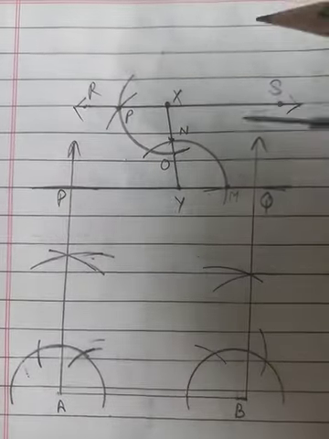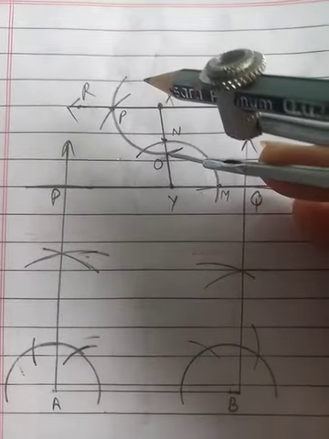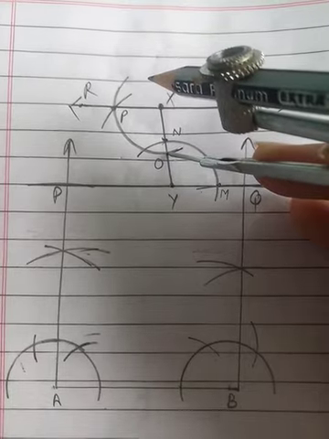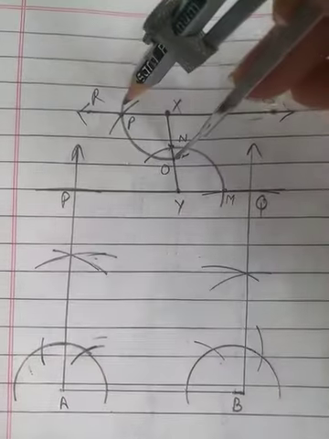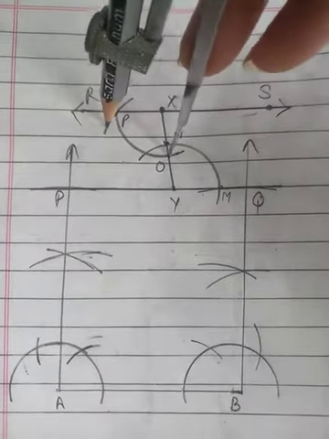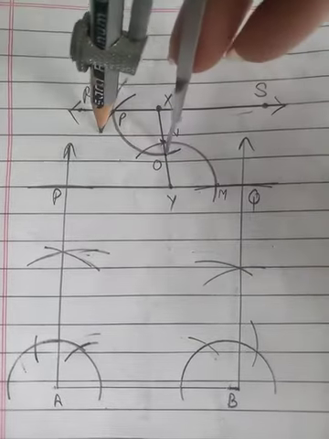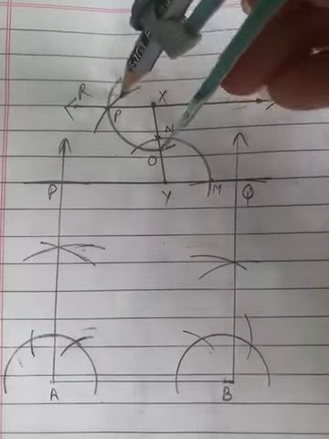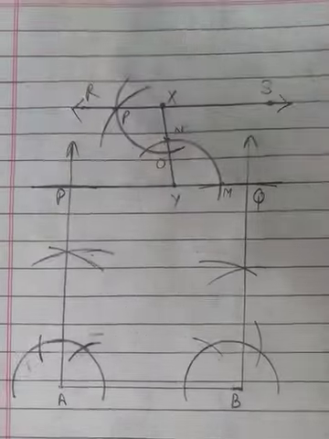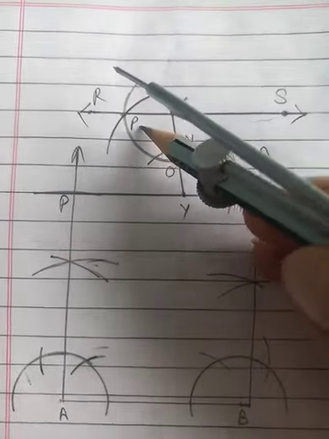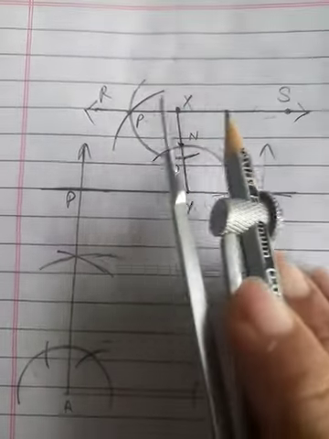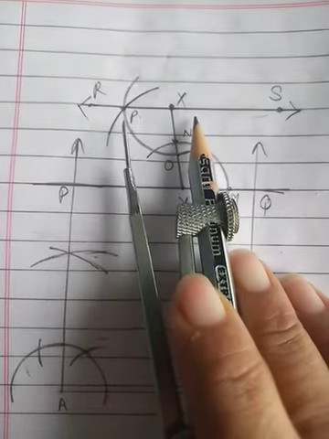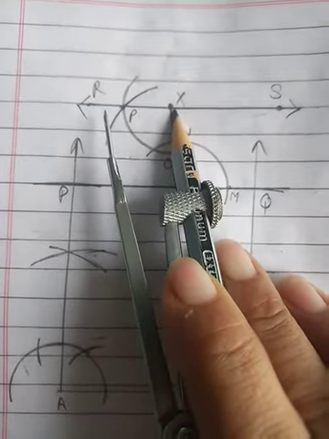Now you need to put the compass on point O, taking O as the center point, and the new arc will intersect. Okay, like this it has intersected. Now at the point where the arc is intersecting, we need to mark point P, and we need to draw a line which will pass through point P and point X.